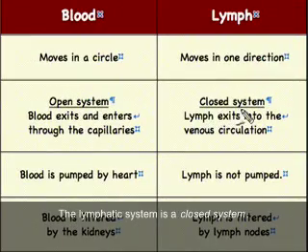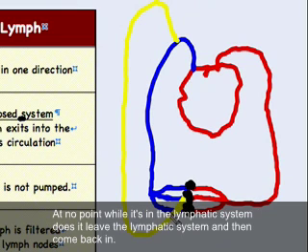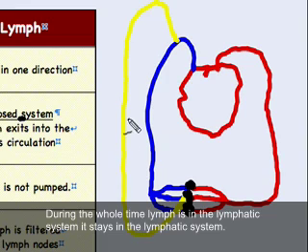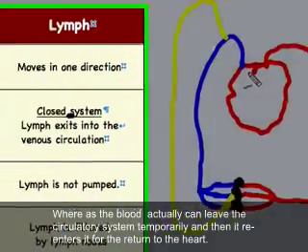The lymphatic system is a closed system. The lymph enters at the cells and exits into the venous circulation. At no point while it's in the lymphatic system does it leave the lymphatic system and then come back in. There's one entrance, one exit. During the whole time lymph is in the lymphatic system, it stays in the lymphatic system. Whereas the blood actually can leave the circulatory system temporarily, then it re-enters it for the return to the heart.